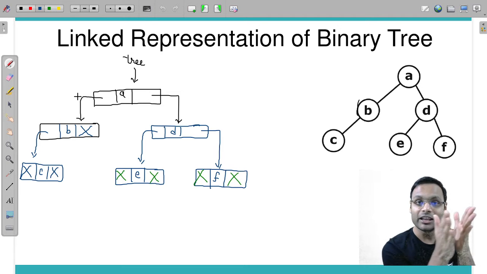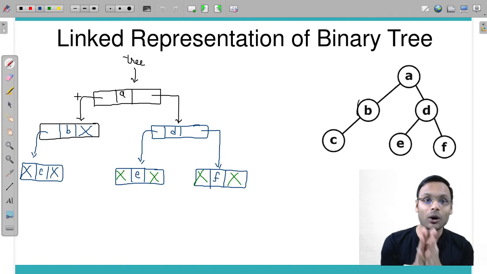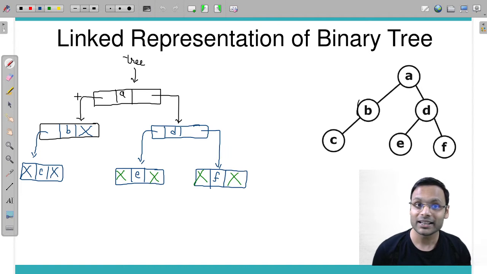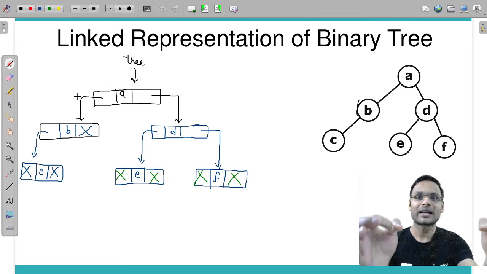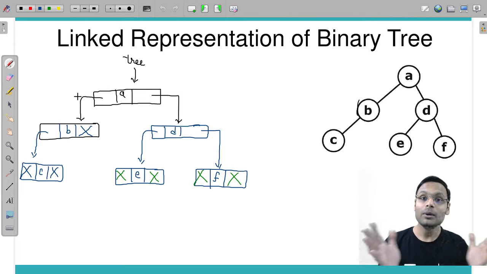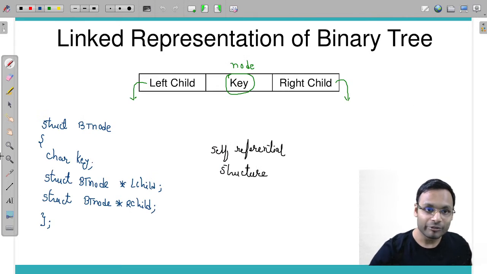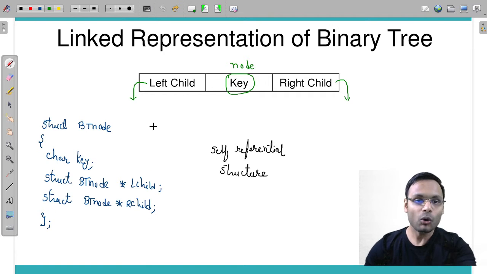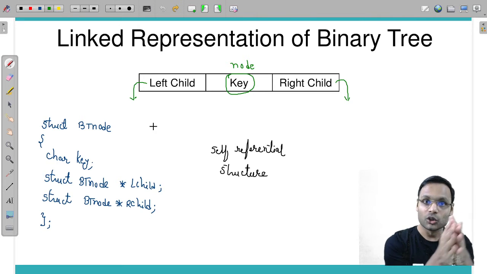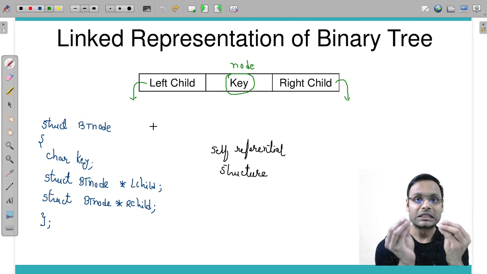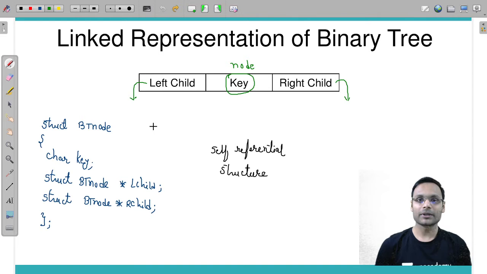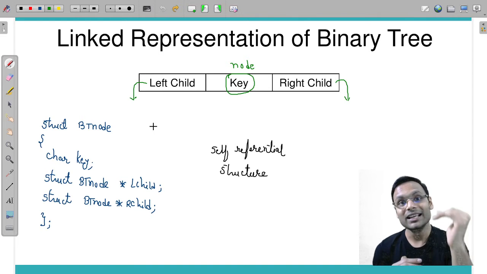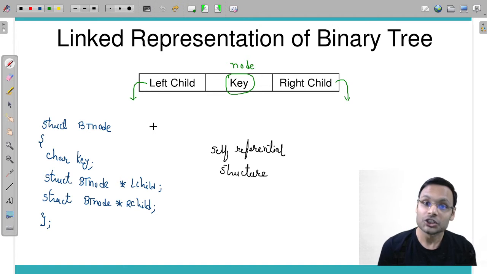But the thing is, in a binary tree we have a restriction. What is the restriction in a binary tree? That for every node we have a maximum of 2 children. So because of that, when I created a node structure, it had only 2 pointers, one for left and one for right. That's it. So you cannot directly represent a general tree in linked representation, because there is no restriction on the number of children.